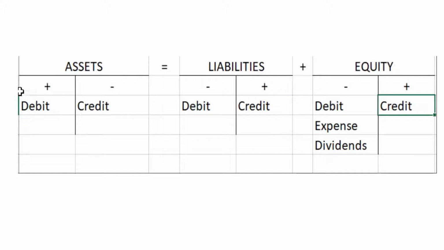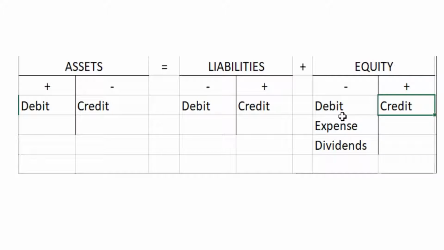So now we can see that assets are increased by debits and decreased by credits. We can see liabilities are decreased by debits and increased by credits. We can see equities are decreased by debits and increased by credits.